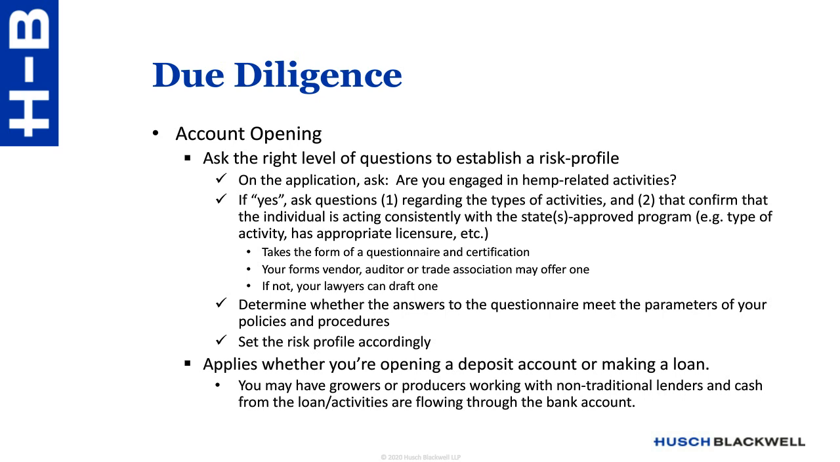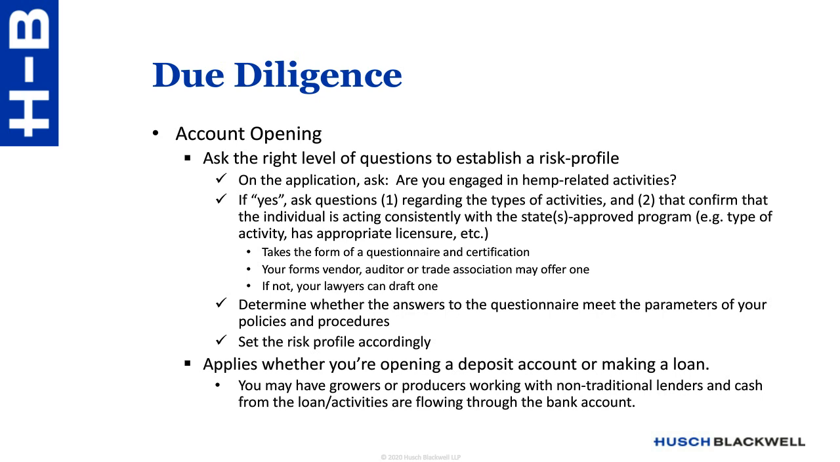Now, how do you get that information? Typically, what we have seen is you ask the question on an application or give a separate form where a business would indicate whether or not they're engaging in hemp-related activities, and then a level of questions follow thereafter pertaining to what types of activities, or whatever information you need to understand from that customer to determine whether or not they're going to meet your requirements under your BSA/AML compliance program. In the past, we've seen forms vendors or auditors provide these types of questionnaires. Your state trade association may offer one as well. And certainly, if that's not the case, your lawyers can draft them. We've done our fair share of drafting.